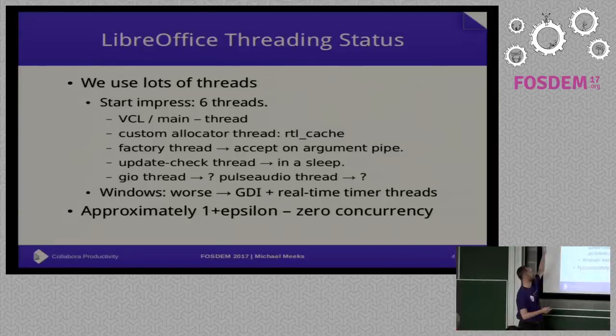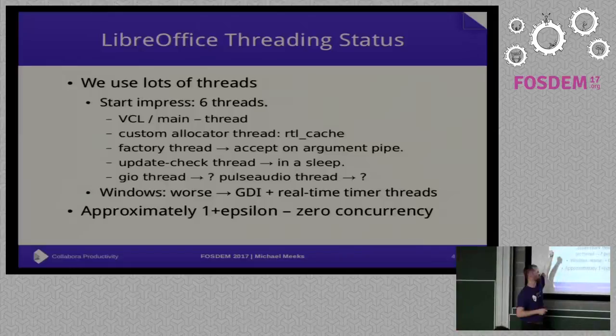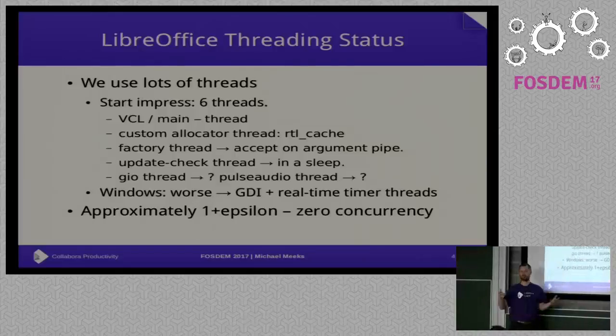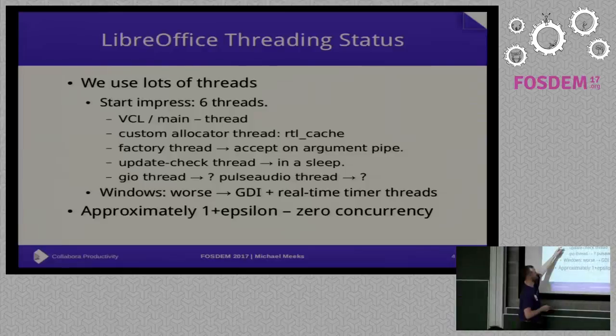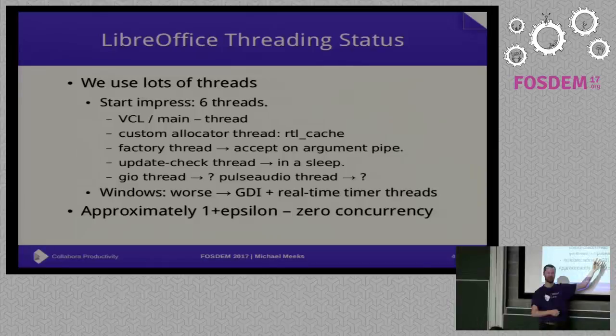There's one: our custom memory allocator of dubious benefit has its own thread. It does very little. There's a factory thread that's just listening for an accept on a pipe for some arguments, so if you run another process, it just listens there and handles it. It does absolutely nothing. There's an update check thread, which is basically asleep. I don't know quite why we need to run asleep in a thread, but we do. We have the GIO thread, which I have no idea what it does, but this is under Linux. And a PulseAudio thread, similarly. We often don't play audio, but they're there just in case, which is useful.